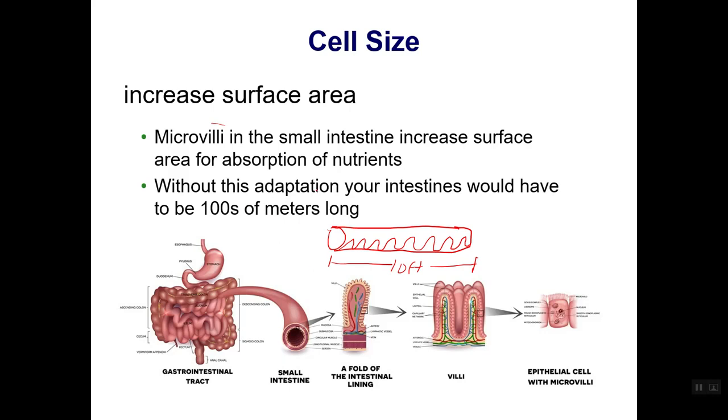And without this adaptation, your intestines would have to be hundreds of meters long in order for them to serve their purpose in your body. But because of all of these adaptations, these villi and these microvilli on the cells, they don't have to be hundreds of meters long and are capable of fitting within our stomachs.